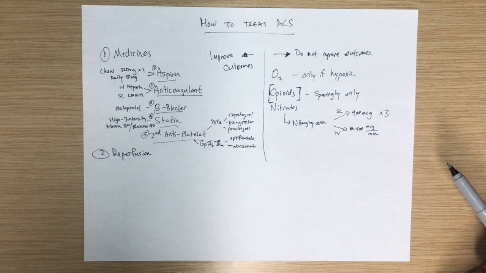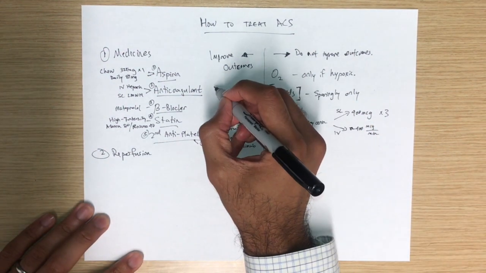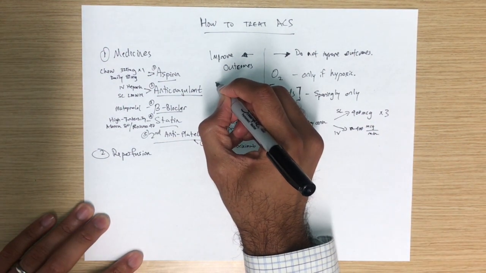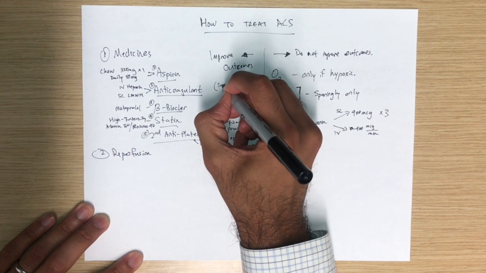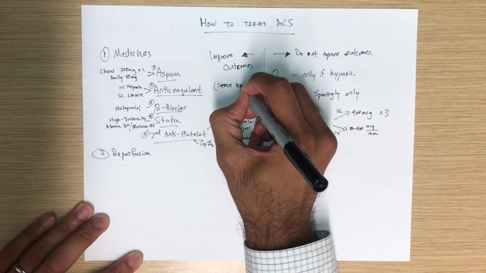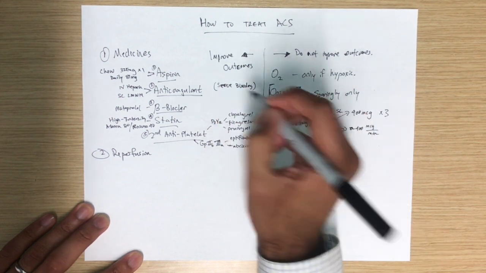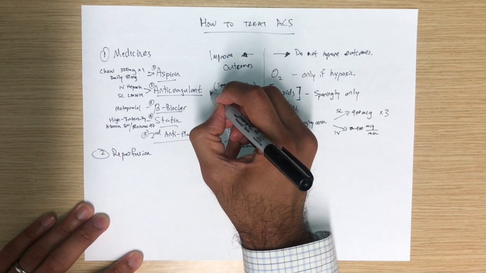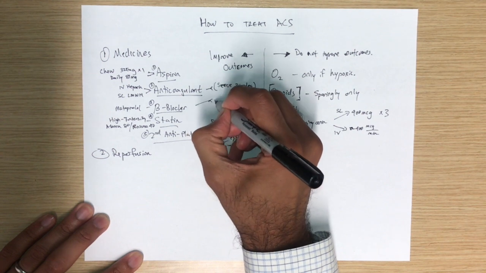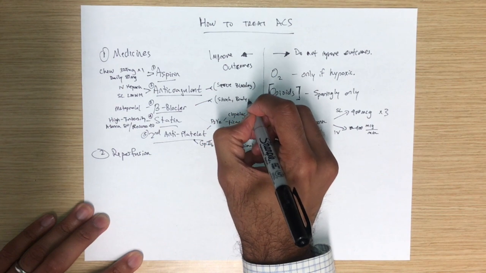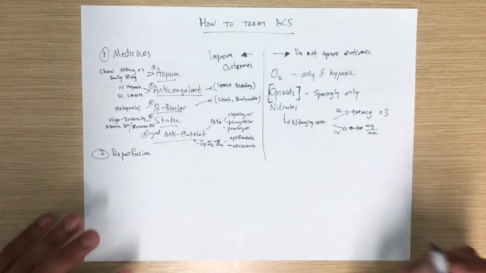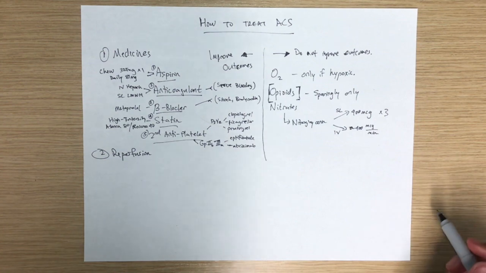Speaking of which, contraindications to these medicines: anaphylactic allergy to any of them, obviously. Contraindications to anticoagulants are basically severe bleeding, but especially intracranial bleeding. That's also sort of obvious. Beta blockers, contraindications are going to be shock or significant bradycardia. That's really the only major contraindications for this group of 5 medicines over here.